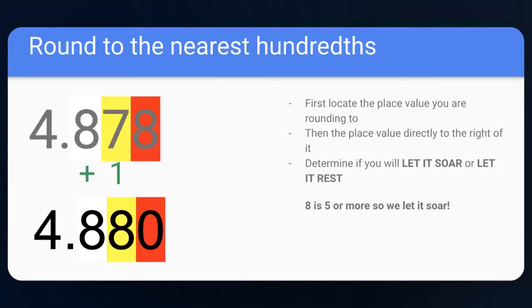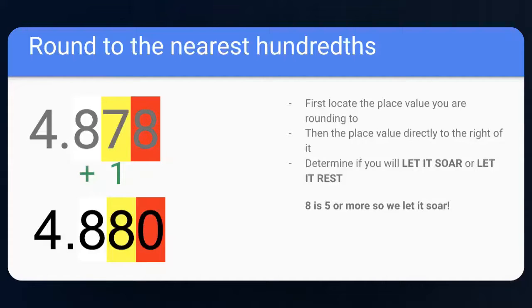First, I located the place value we're rounding to, which is the hundredths. I highlighted the number 7 in yellow. Then I found the place value directly to the right of it, which is this number 8. Once again, that is going to let us know, are we going to let it soar or let it rest? And 8 is 5 or more, so we're going to let it soar.